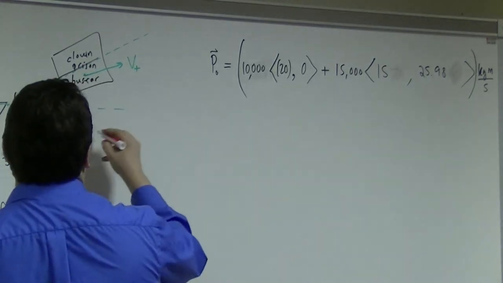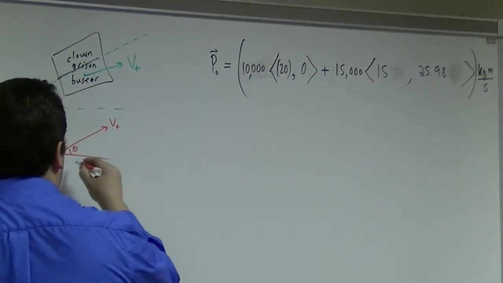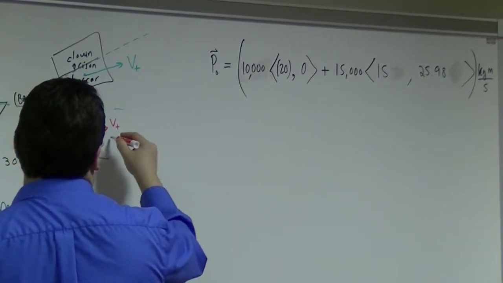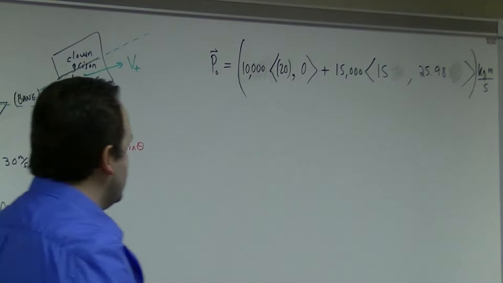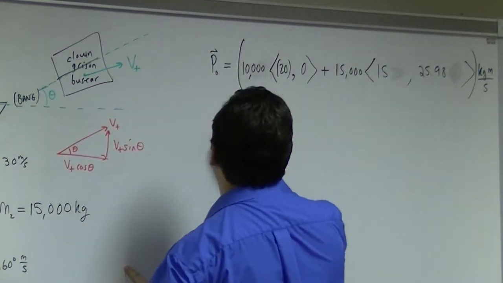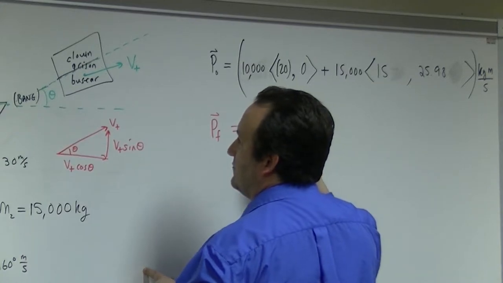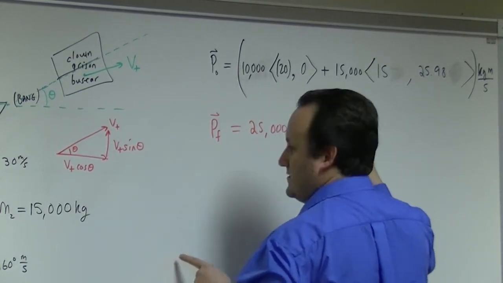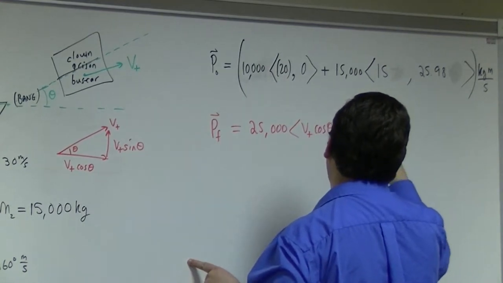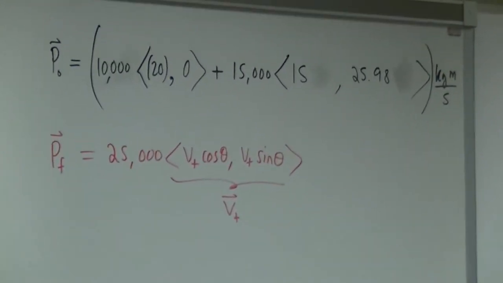Now, over here, I can think about the final velocity, this v plus, and how that breaks down in terms of theta, right? So here you've got v plus cosine theta, and over here you've got v plus sine theta, with theta so defined. So what's P final? It's going to be v plus, which I don't know. Oh, excuse me. What's the mass of the clown prison bus car? 25,000. Yeah, so 25,000. And then I've got a v plus cosine theta and a v plus sine theta. This, of course, is the velocity right after the collision, before friction has had a chance to slow the thing down.